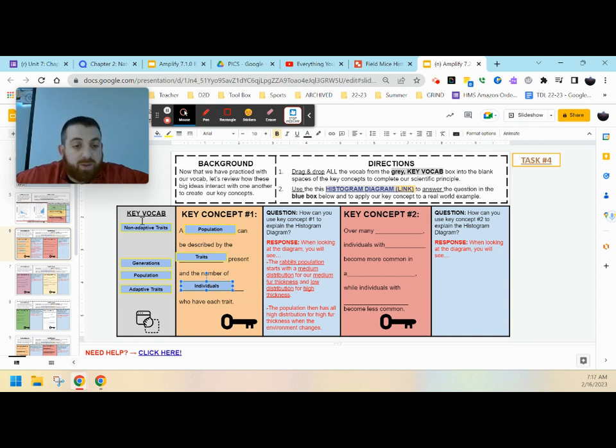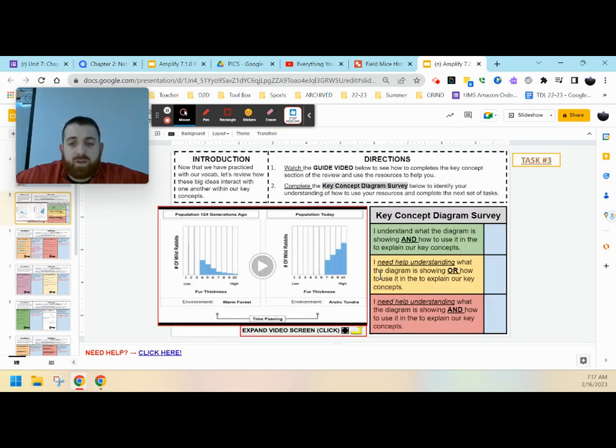So your goal is to do the same thing. Drag and drop our vocab words into the section here, and then look to describe what's going on in our histogram using the data from the actual histograms themselves and what you know about what's going on with the histograms. So folks, that's how we break down the diagram and use it to explain our key concepts.